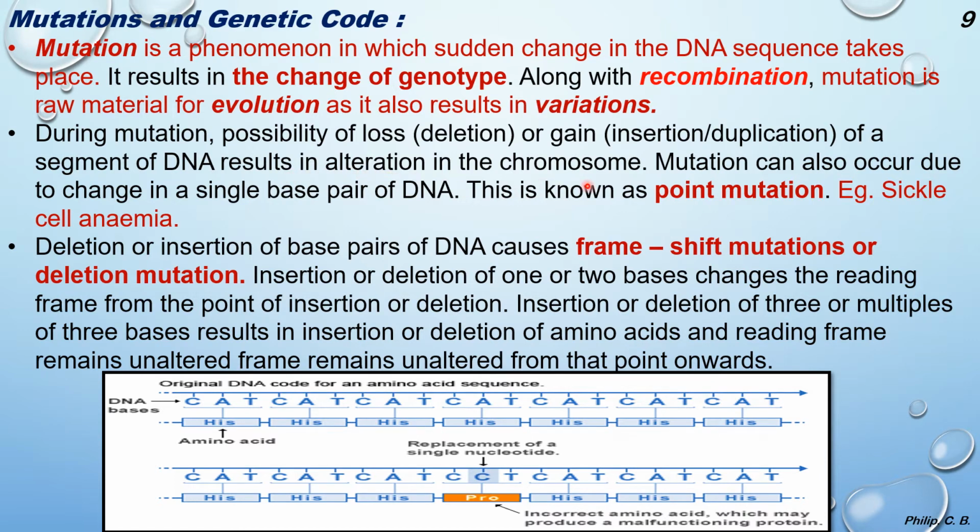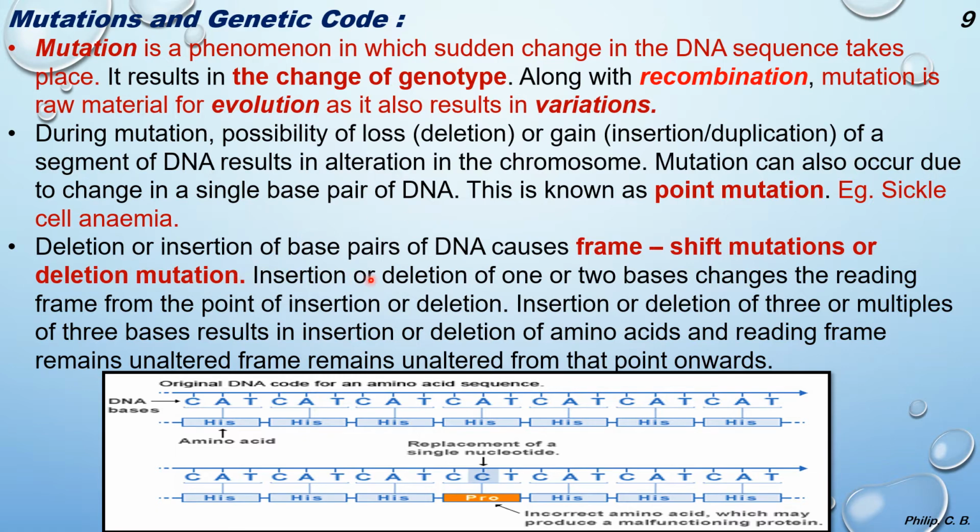Further, during mutation, the possibility of loss, that is deletion, or gain, insertion or duplication of a segment of DNA, results in alteration in the chromosome. Mutation can also occur due to change in a single base pair of DNA. This is known as point mutation. Example, sickle cell anemia. Now this sudden change can also cause deletion or insertion of a new segment of DNA, which again results in alteration. Usually mutation can be useful, or sometimes it can be harmful as well. Now if the mutation occurs in a single base pair, it is called point mutation, and it can lead to sickle cell anemia. Okay.